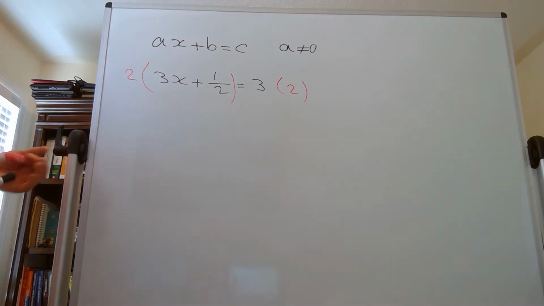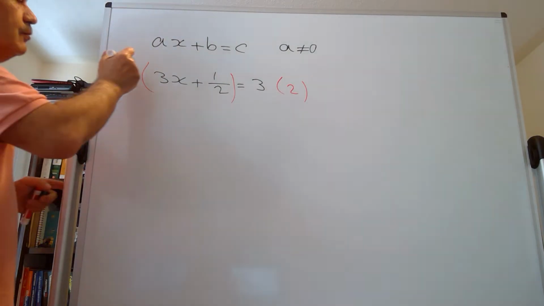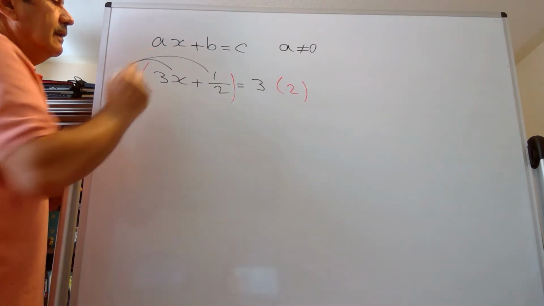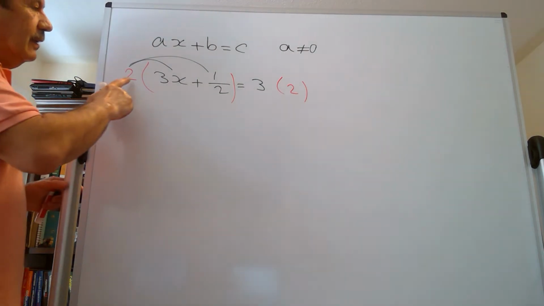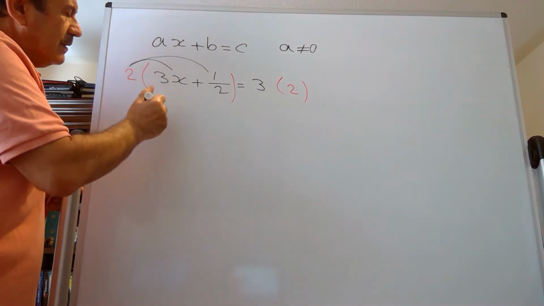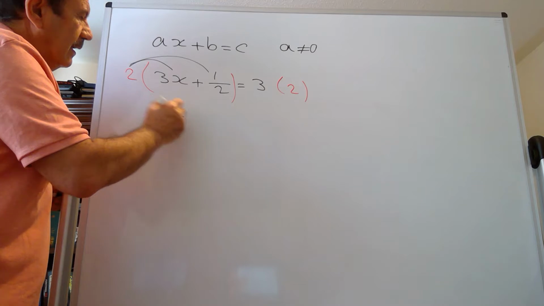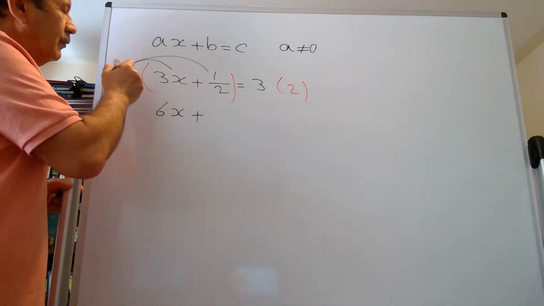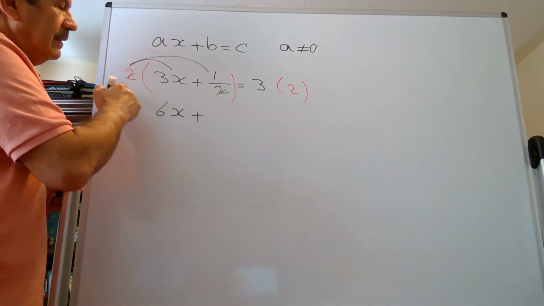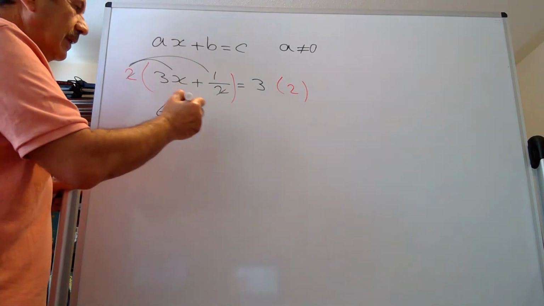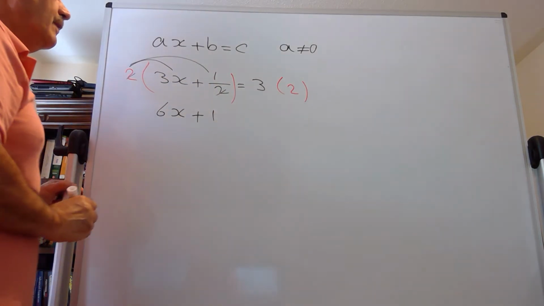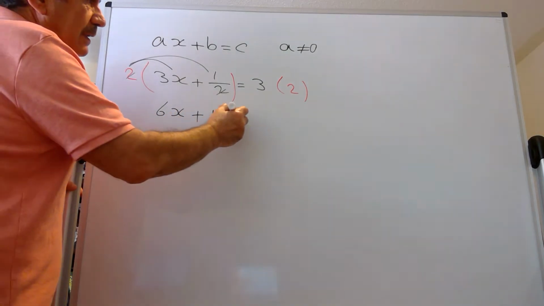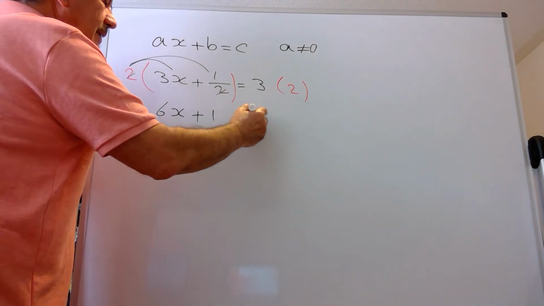I should multiply the 2 by all terms inside the bracket. 2 times 3x, 2 times 3 is 6x. Positive times positive is positive. 2 times 1 over 2, these 2s cancel each other, which gives 1. And then what about the other side? 3 times 2 is 6.